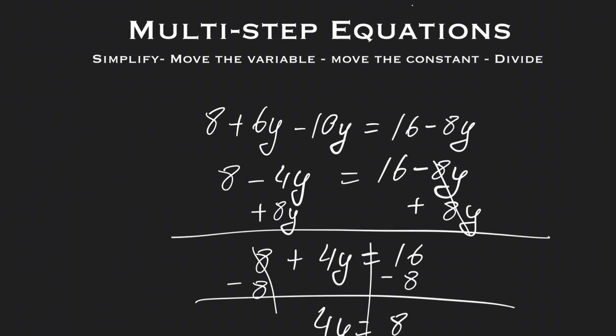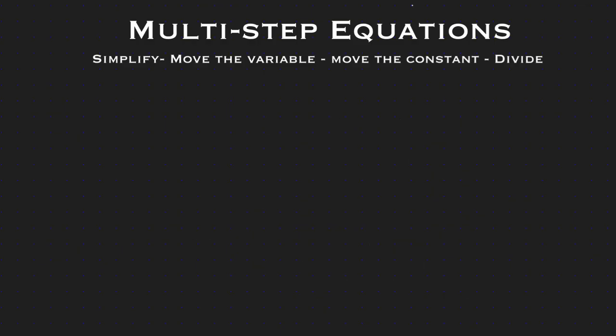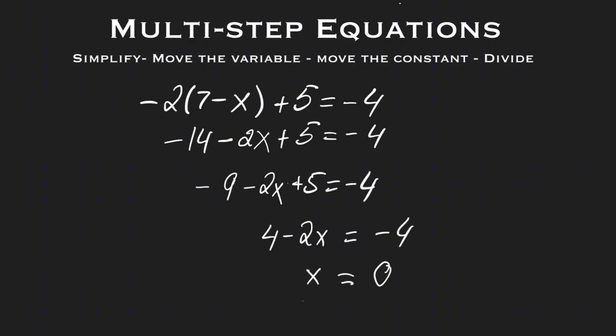Again, to do multi-step equations, you have to always simplify, and that could be combining like terms or distribution. You're going to move the variable if there's variables on both sides, and then move the constant and then divide to solve. As a bonus, I want you to take a look at this example and do error analysis. This is absolutely incorrect. I want you to figure out what is incorrect and leave it in the comments.